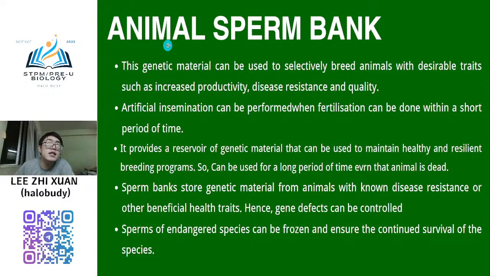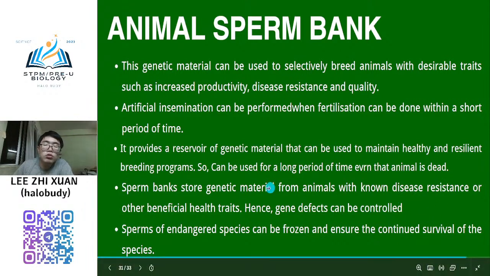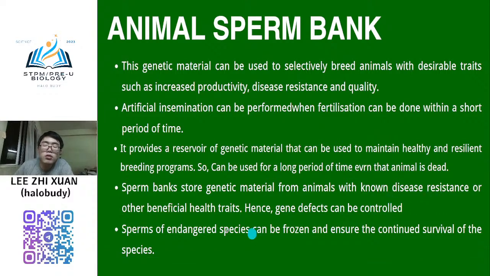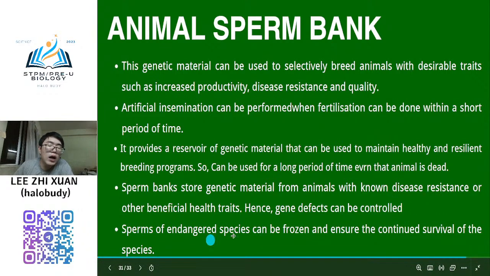Okay. Another one is animal. So that kind is human, and then this one is animal. So normally the importance is still the same: to maintain healthy animals, disease screening, to know the genetic material and genetic disease, and also to store sperm of endangered species, preventing them from disappearing from the earth.